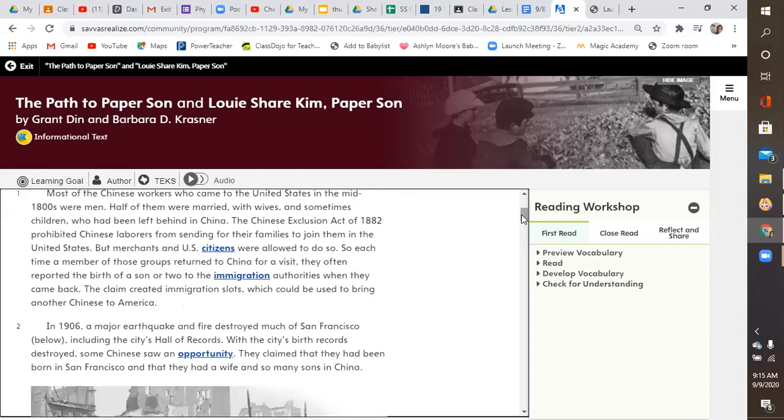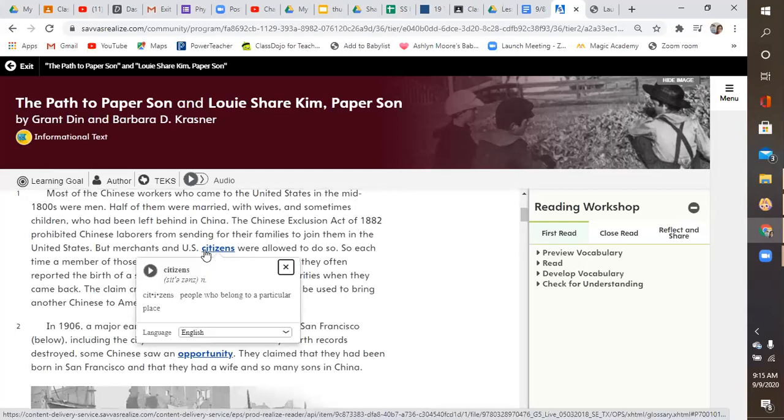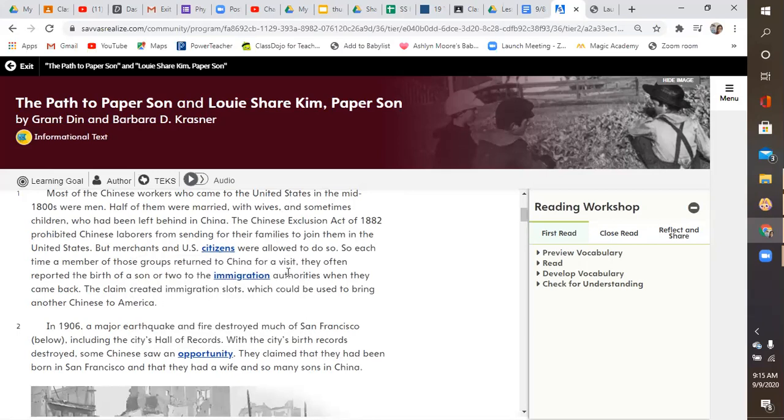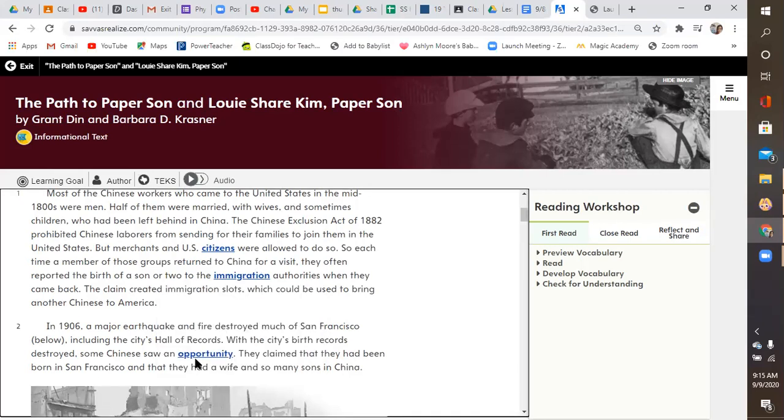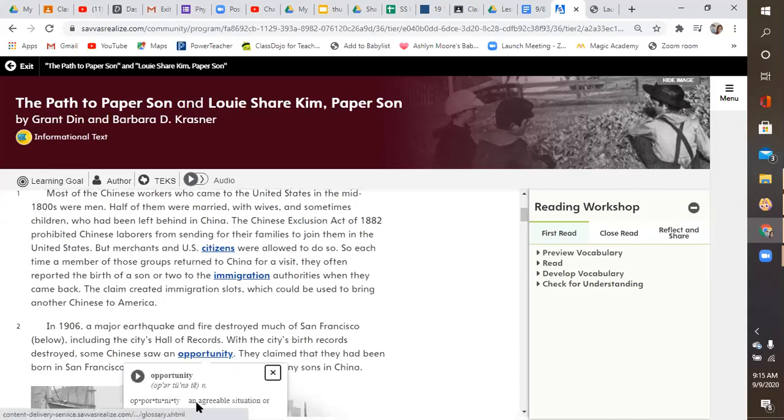Also, before we begin, readers pre-read and notice vocabulary that might be unfamiliar. In Savvas, they're blue. You can click on them and it will give you the definition. Citizens, for example, is a noun: people who belong to a particular place. You can click here on immigration, the act of moving to a new country to live there, and opportunity: an agreeable situation or chance. Getting an opportunity is like getting your chance.